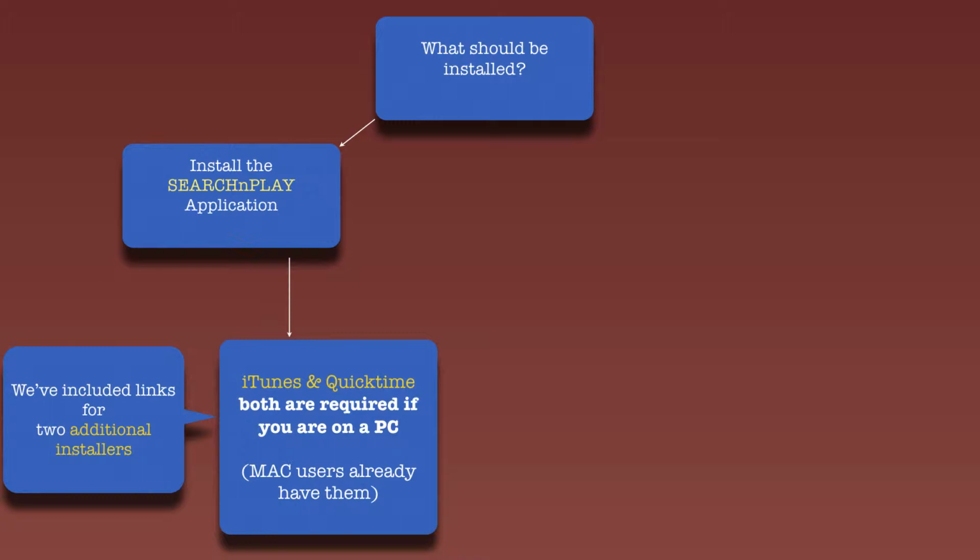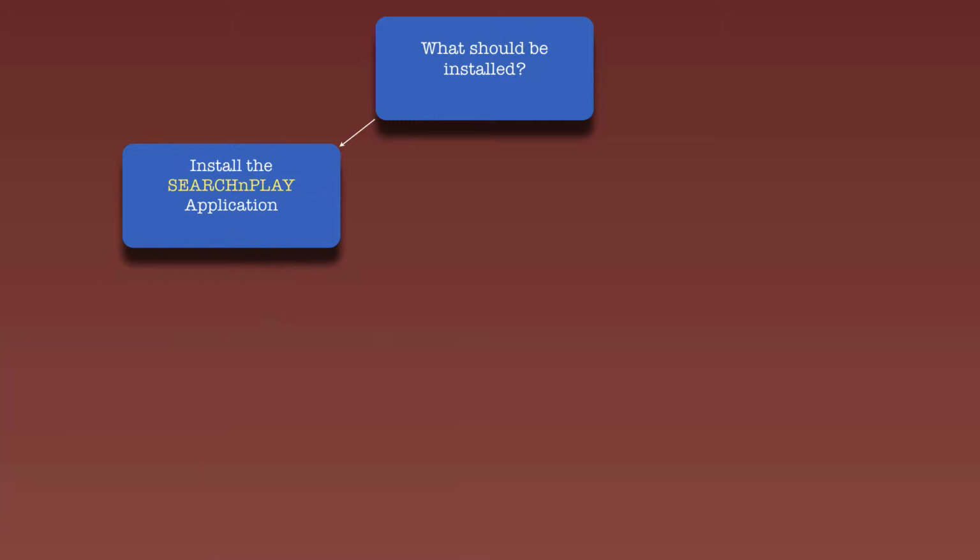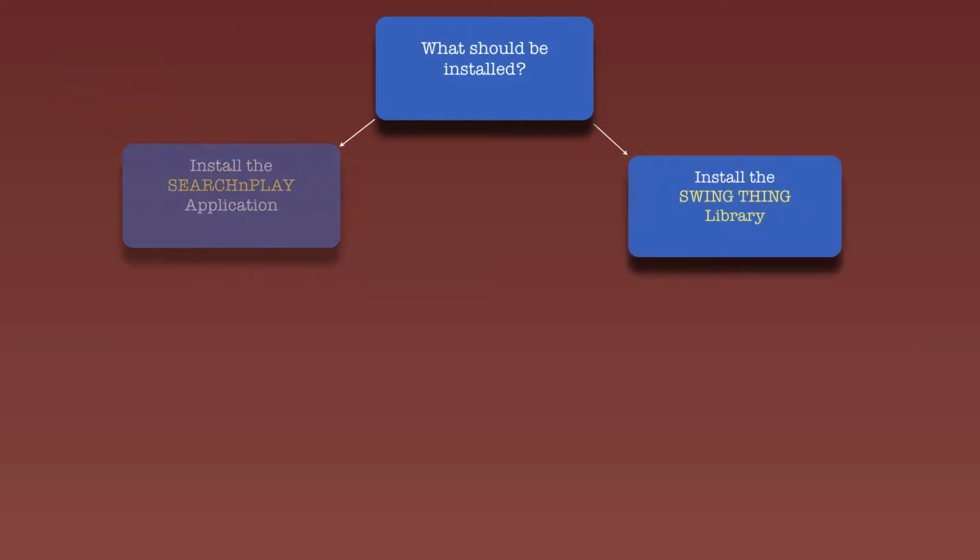And as I mentioned, we included links for 2 additional installers, one for iTunes and one for QuickTime. Mac users, of course, don't need to worry about this portion, but if you're on a Windows machine, you will have to install those. So let's go ahead and install Search and Play first, and then once we've done that, we'll go ahead and install the Swing Thing library.